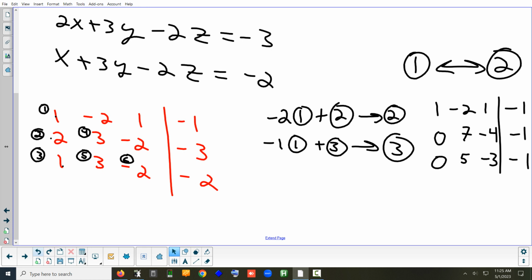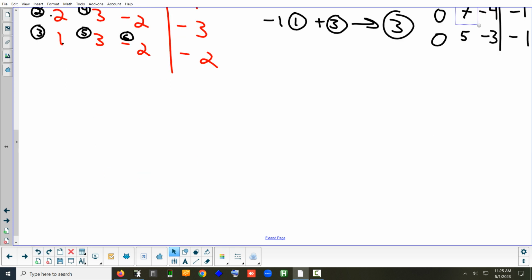I don't like to get into fractions. Sometimes you have to. The other thing you could do is you could swap rows 2 and 3, and then you'd have a 5 in that spot, but then you'd still have to multiply by 1/5. So you're either going to deal with 1/5 or 1/7. Let's leave it the way it is and just multiply it by 1/7. Right? And if we need a calculator for fractions, we'll do that.